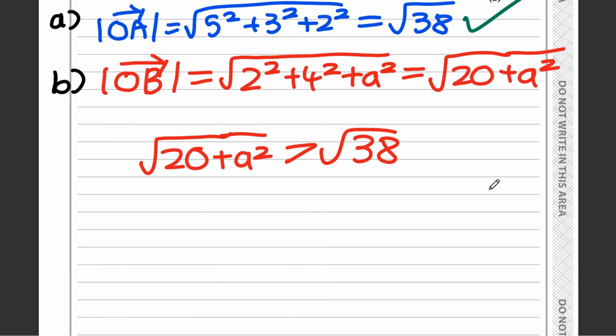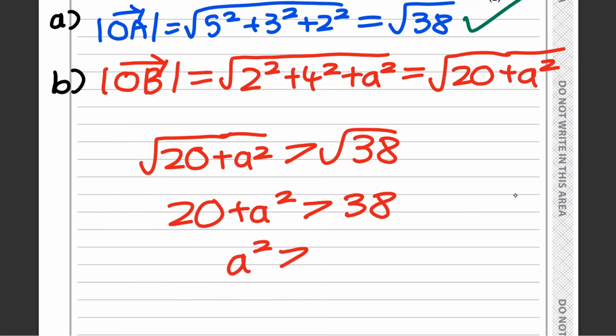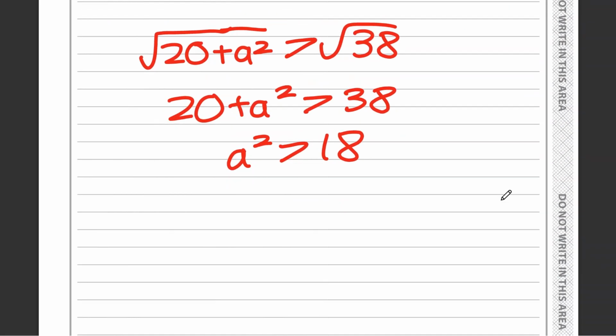So firstly, if we square both sides to get rid of the square roots, we get 20 plus A squared is bigger than 38, and then move the 20 to the other side, so we get that A squared is bigger than 38 minus 20, which is equal to 18, and then square root both sides, so we get that A is bigger than the square root of 18.